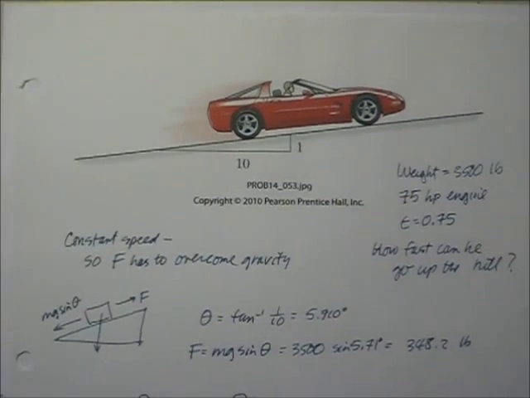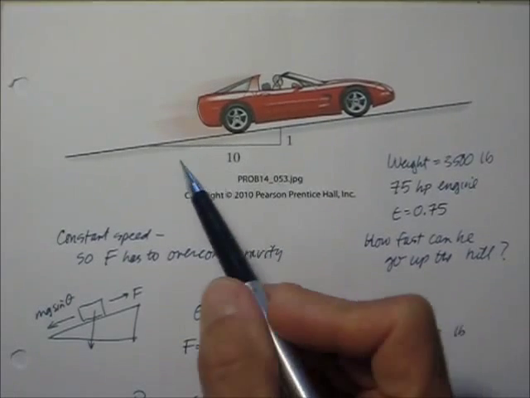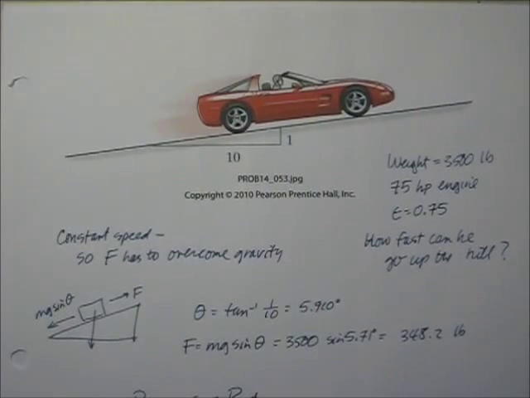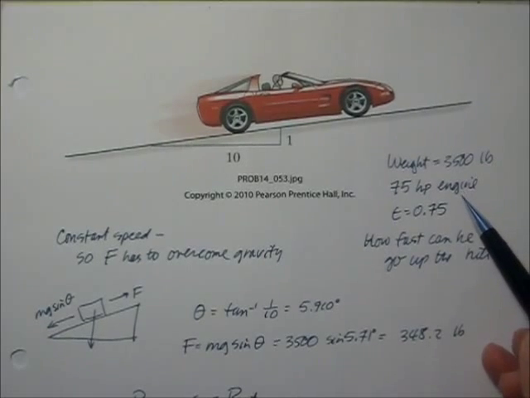Okay, so let's talk about a simple kind of example here. We've got a car trying to go up a hill. And you can see that the hill is a 1 to 10 ratio here. And let's say that the car weighs 3,500 pounds. It has a 75 horsepower engine, or at least that's how much we're getting out of the engine.